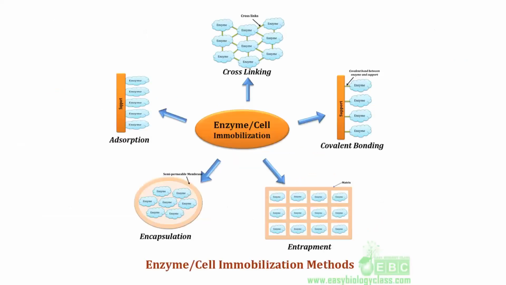Okay, so these are examples of immobilized enzyme. Cross-linking, where you cross-link the enzymes together, can cause the enzyme to denature, so that is the disadvantage. And then covalent bonding between the enzyme and the support, entrapment, encapsulation, and also the last one, adsorption. Okay, end of chapter 4.